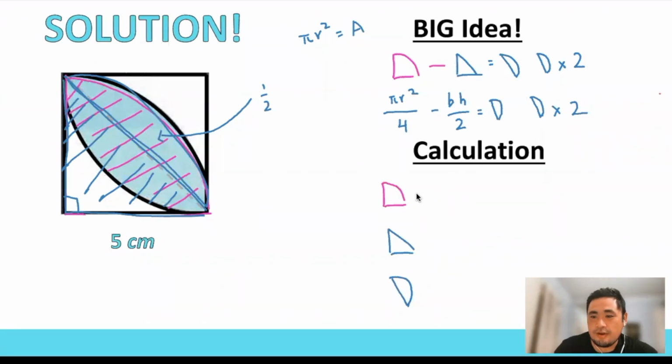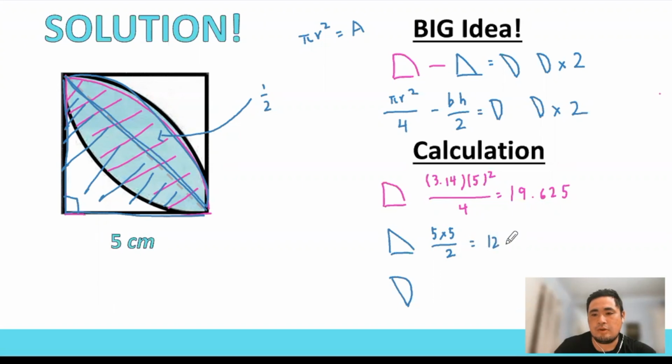So first, let's find the area of the sector. So that is going to be 3.14 times the radius, which is still the 5, squared, divided by 4. If we do that, our answer should come out to 19.625. And now for the triangle, the base and the height are both 5. So we can do 5 times 5 divided by 2. So that should give us an answer of 12.5.